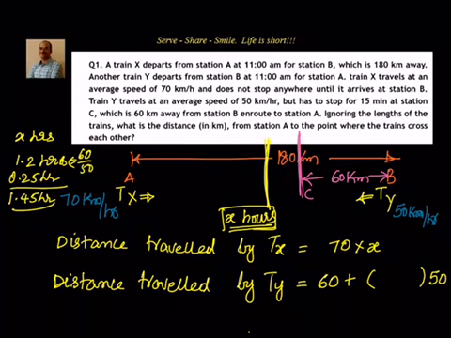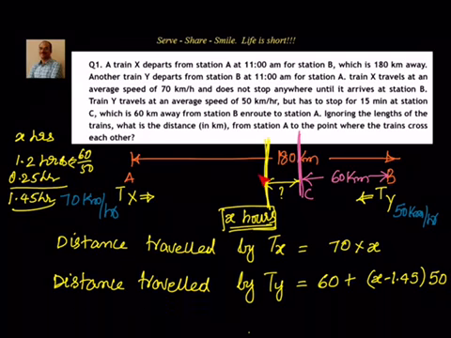It took 1.2 hours to come to point C. After that it took a 15 minute stop break, then it starts again and covers the remaining distance. That distance is nothing but speed into time, that is x minus 1.45, into 50. I hope this x minus 1.45 is clear to you.